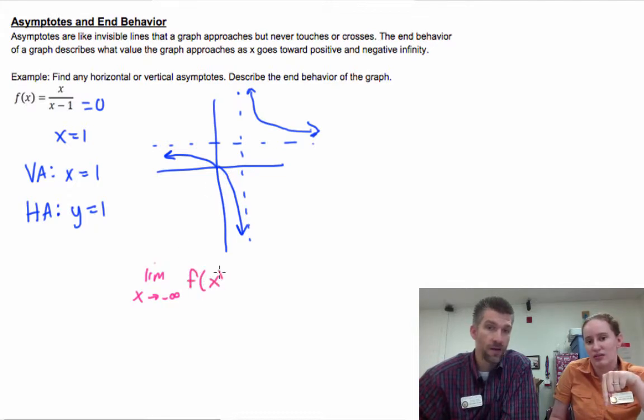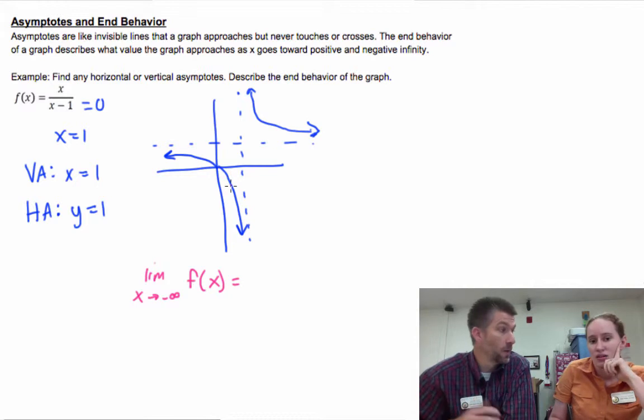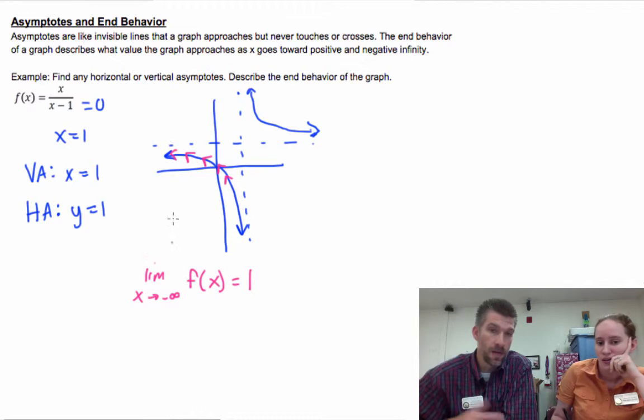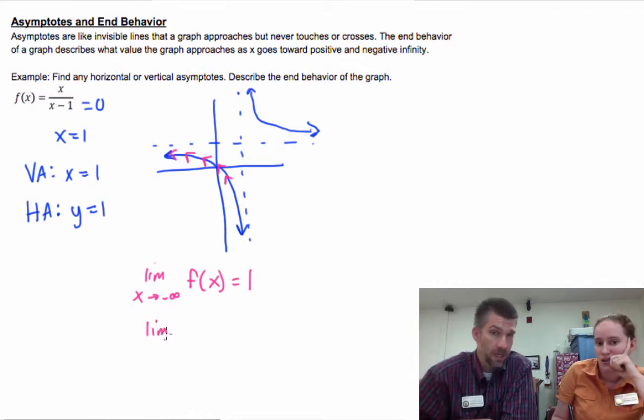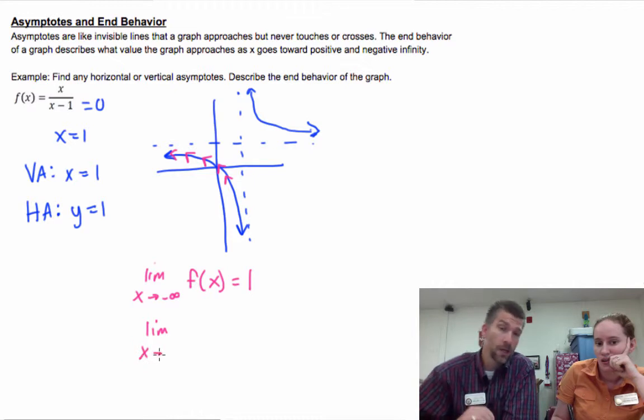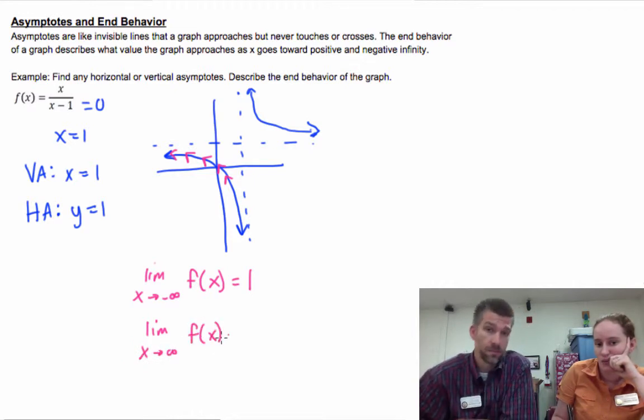What f of x value is the function starting to approach? So as I go closer and closer to negative infinity, what am I getting closer and closer to? This asymptote value, which was 1. So now you may be asking, this whole limit business, I don't get it. Well, limits are a little tricky to get. Super duper important in calculus. So we're kind of introducing you to this idea with this notation.